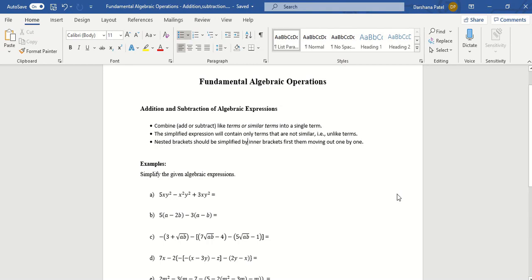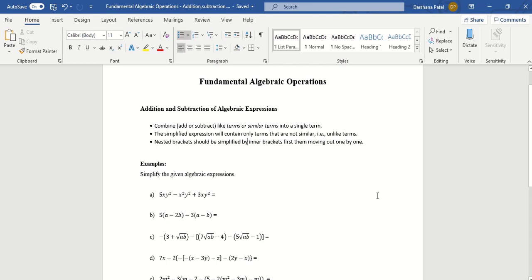Fundamental algebraic operations: addition and subtraction of algebraic expressions. Basically, when we add or subtract algebraic expressions, we can add or subtract like terms, meaning terms with the same variables and exponents; the coefficients can be different numbers. The simplified expression will contain only unlike terms. If you can simplify like terms, you have to simplify them. Nested brackets should be simplified by inner brackets first, then we move out one by one.